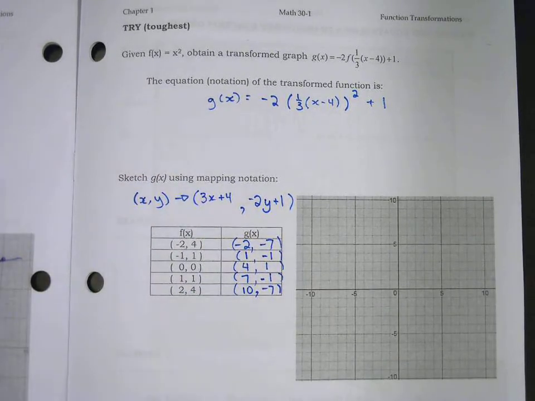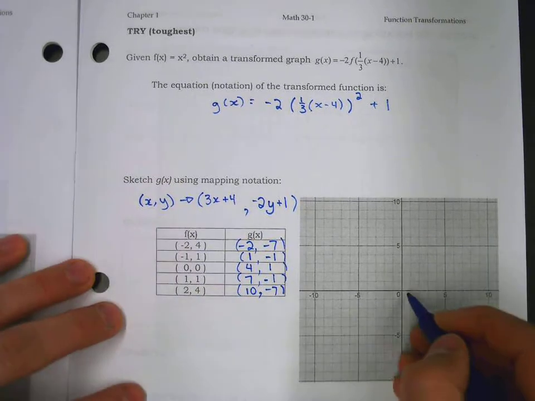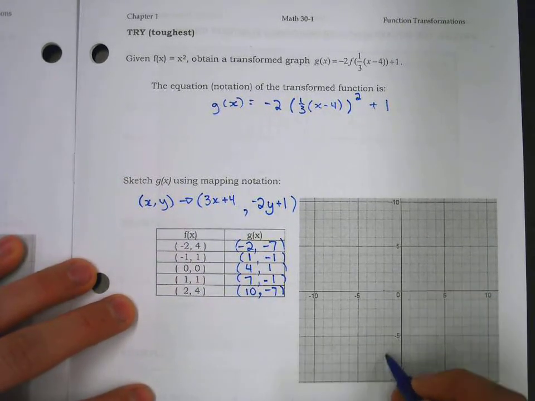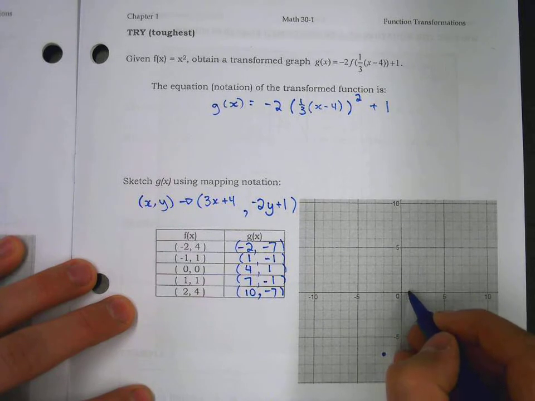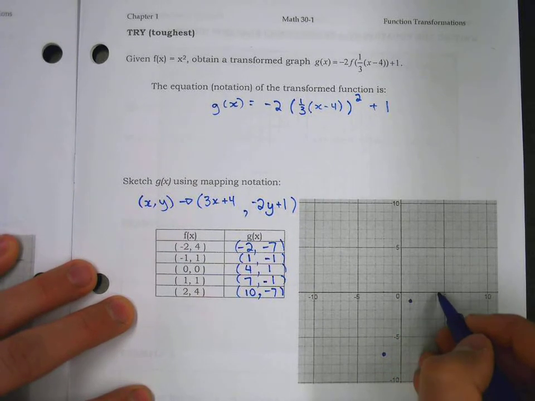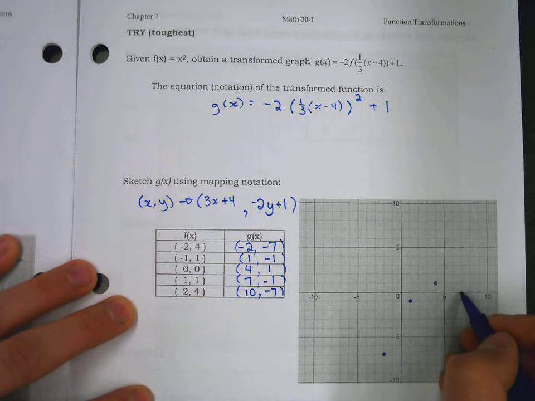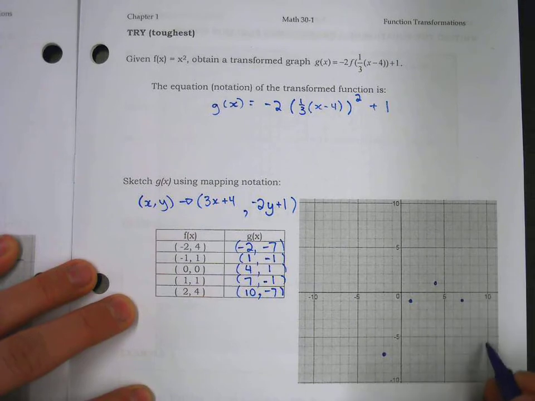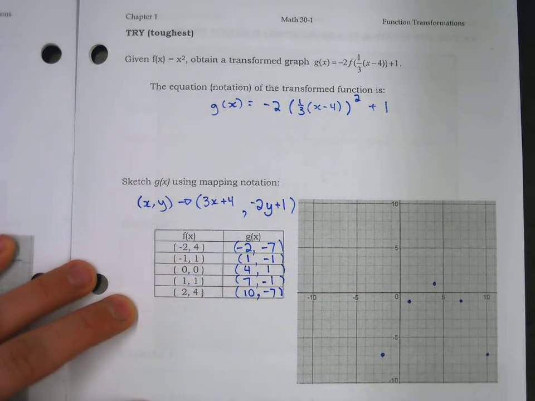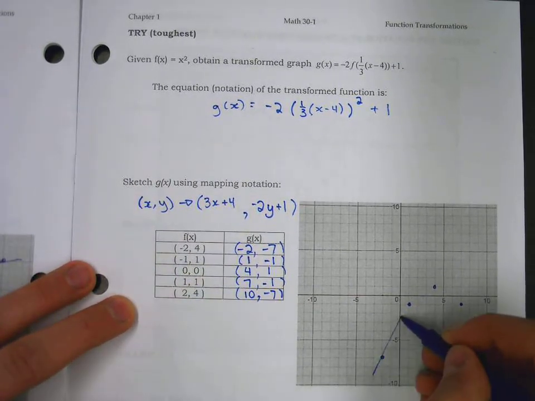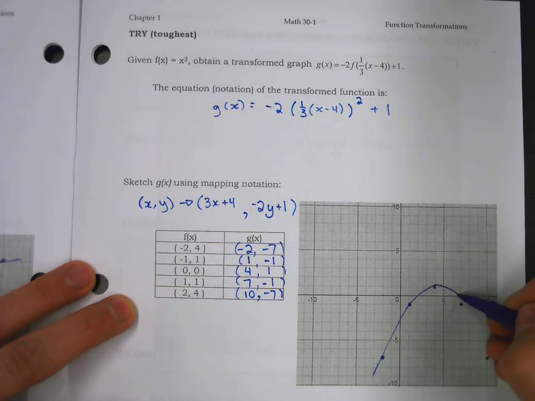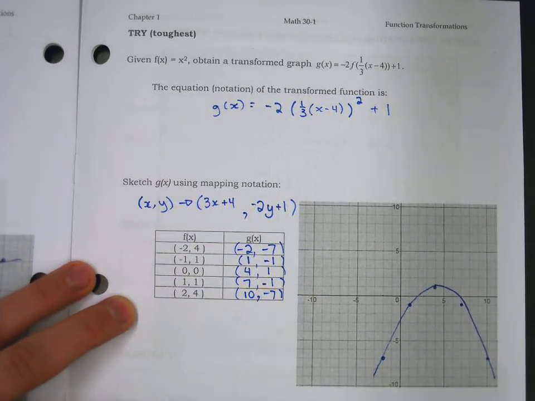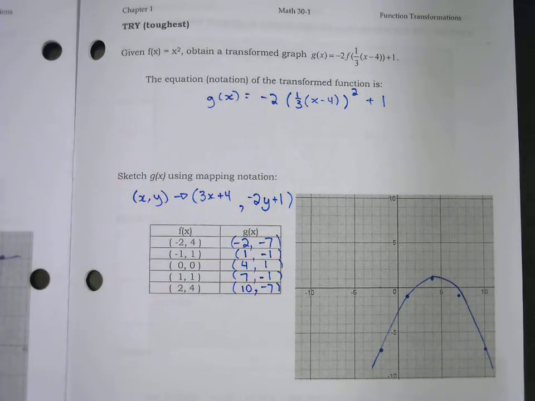And if I sketch these 5 points, I should see the final graph in one quick step. So, -2, -7. 1, -1. 4, 1. 7, -1. 10, -7. And I actually do see a parabola. A bit of a smooth curve connecting all those dots can give me a little bit of confidence to say, I did all that in one step. And that's the power of mapping notation.